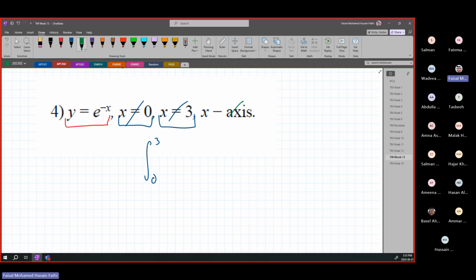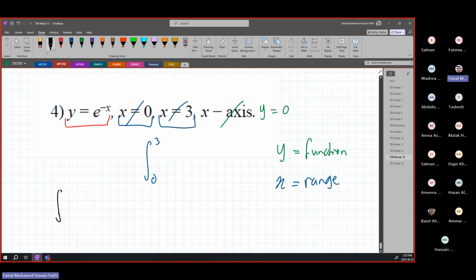And then the x-axis, this basically means y equals 0. All right? So we have from y equals 0 to y equals e^(-x) as our functions, and the x values are going to be our range. All right? So y means function, and x means our range. This is how it's always going to be.